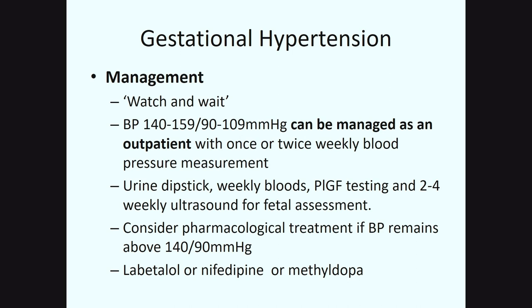And we need urine dipstick and weekly bloods. This is placental growth factor testing. This is a new entity. I will tell you more about this. And 2 to 4 weekly ultrasound for fetal assessment. Consider pharmacological treatment if blood pressure remains above 140/90. So if the pregnant mother has persistently high blood pressure of more than 140/90, then we need to start pharmacological treatment. The recommendation is to start with labetalol or nifedipine or methyldopa. First they recommend labetalol, second nifedipine, and lastly methyldopa.